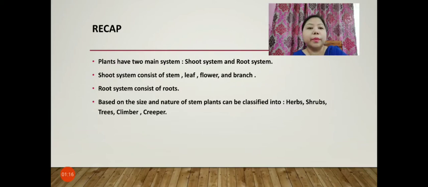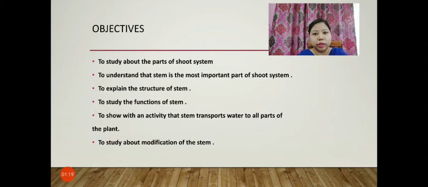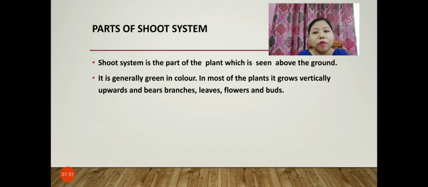So after the recap, let us look at today's objectives. Today we are going to study about the parts of shoot system. We'll understand that stem is the most important part of shoot system. You'll also be able to explain the structure of stem and to study the function of stem. We'll also do an activity which will show that stem transports water to all parts of the plant. We'll also study about the modification of stem. So let's get started. Parts of shoot system.